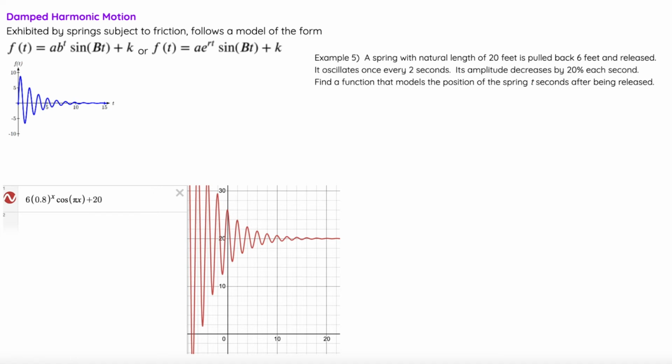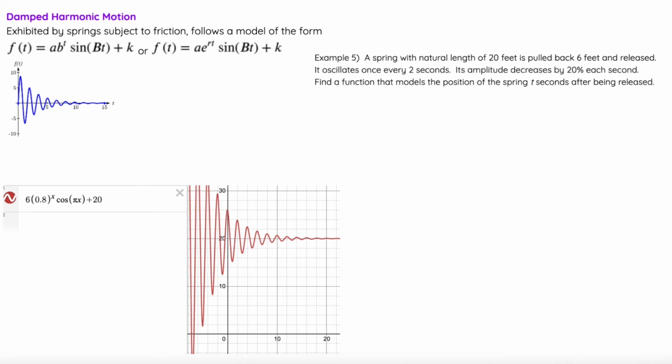So I've got an example off to the right-hand side, example 5, and notice I do have its picture so we can see what it looks like after we build it together. So a spring with a natural length of 20 feet is pulled back 6 feet and then it's released. It oscillates once every 2 seconds. Its amplitude is now decreased by 20% each second. Find a function that models the position of the spring t seconds after being released.